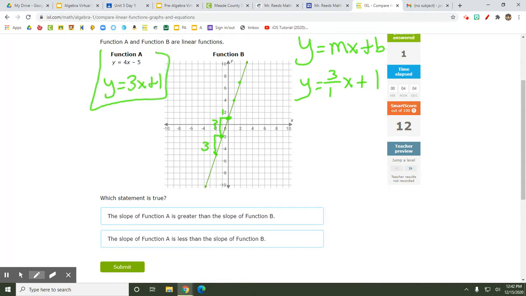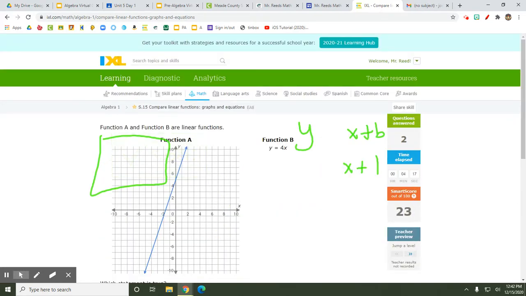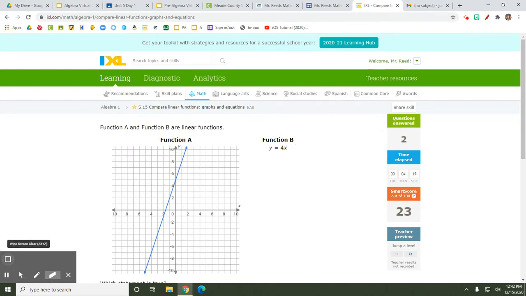Now I can visually compare these a lot better. The slope of function A is greater than the slope of function B. Well, function A is 4, this is 3, so that statement is obviously true. Okay, so with these, what I recommend doing is either writing an equation for one and then comparing the equations, or you can graph the other one and compare them on a graph, whichever one is easier for you.